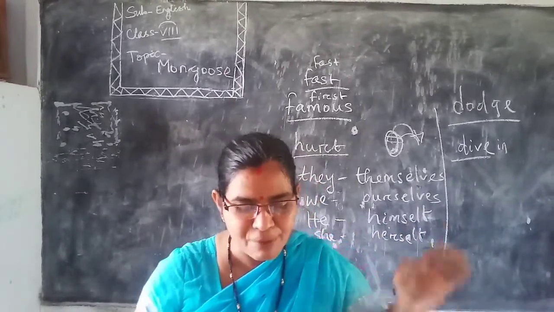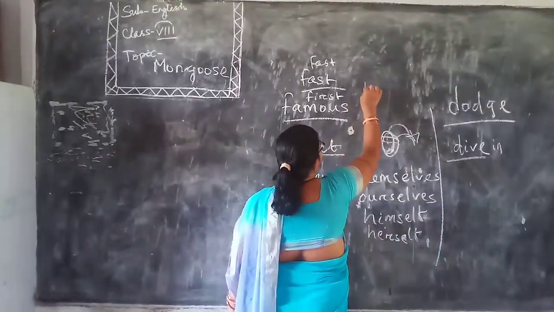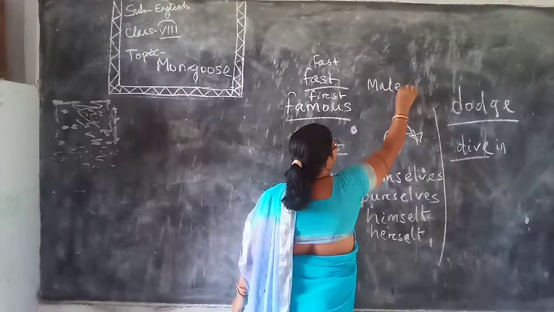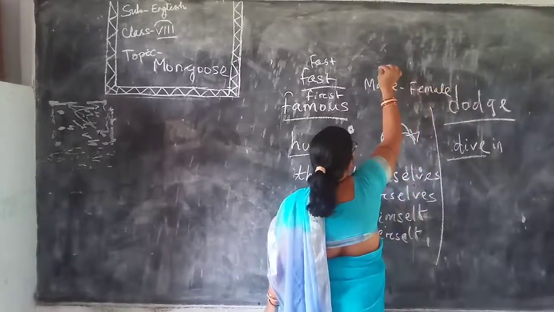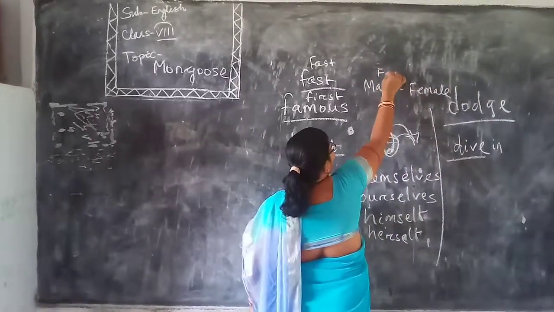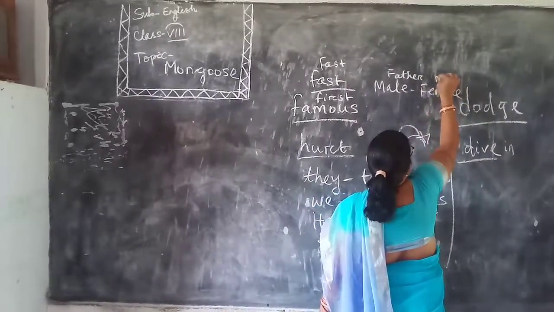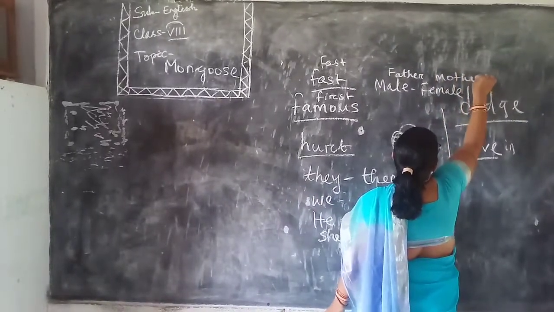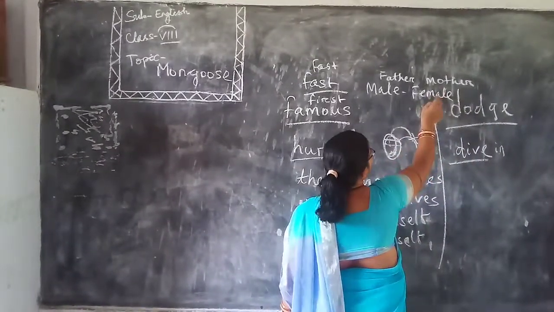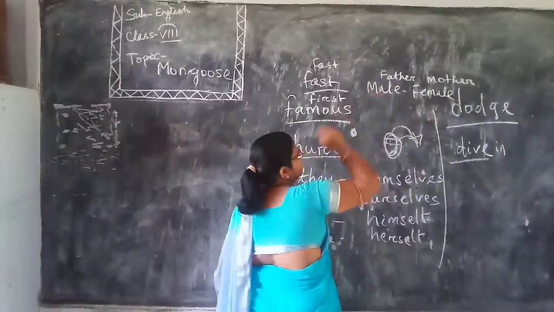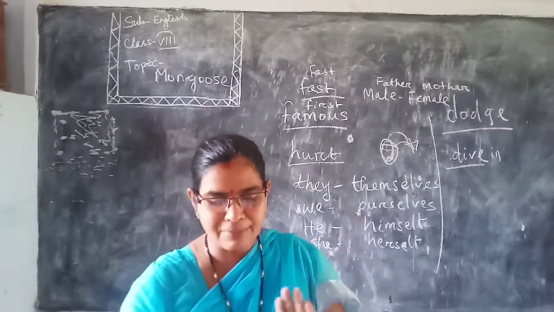Then come to paragraph 4. All the female mongooses, male, female. Male, the opposite word is female. Okay, male is father. Mother is female, gender. You can understand better, female. Your mother is coming under female gender. Father is coming under male gender. Okay. So the female mongooses have their kitten.